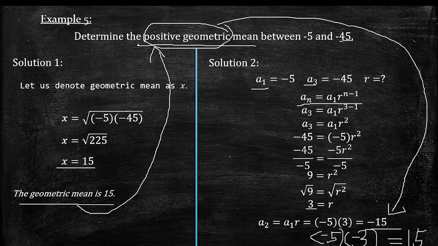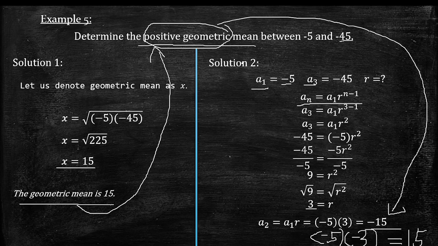Pero there is a small problem again. Meron ulit tayong problema. Kasi nga yung given natin the A sub 1 is negative 5. So kung yung R natin class is negative 3, so negative 5 times negative 3, the answer is positive 15. Okay, tama siya. Then i-multiply ulit natin 15 times the negative 3, the answer is negative 45.